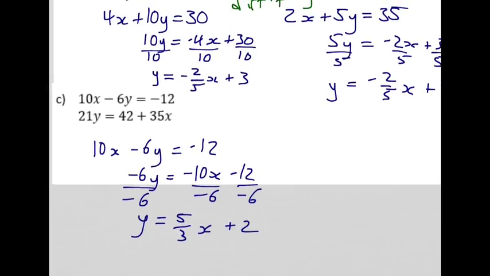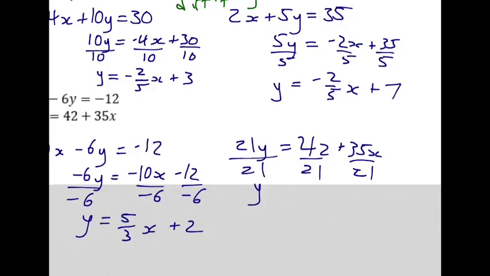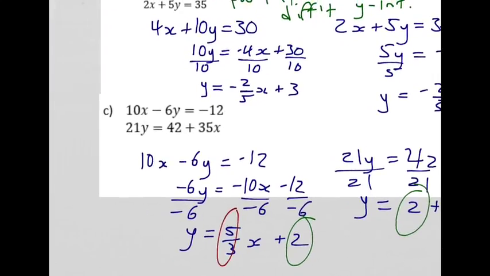Alright, so there's the first line. Let's get the other one here. Divide everything by 21. So that's 2 plus 35 over 21. You can divide each of those by 7. So 35 divided by 7 is 5, and 21 divided by 7 is 3. Oh my goodness. Look at that. So I've got same slope, same y-intercepts. So these are coincident, right?